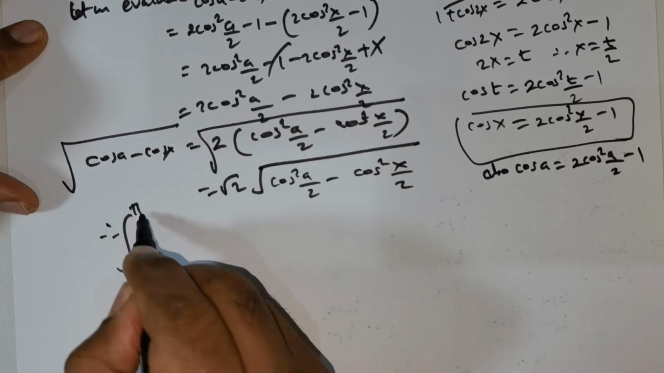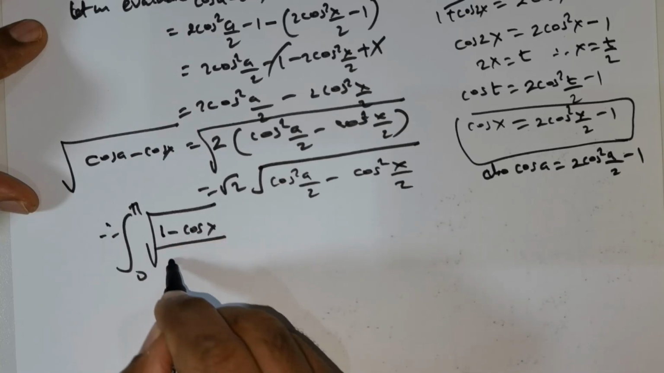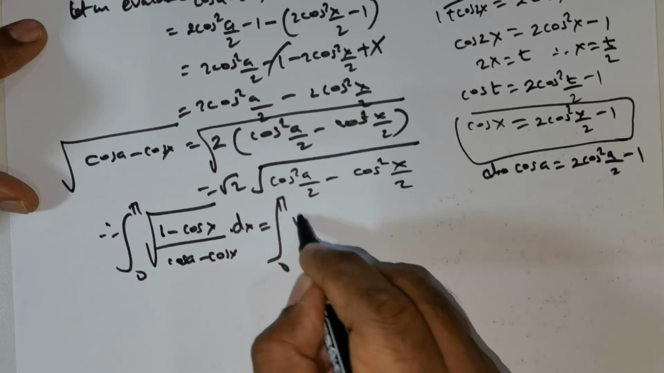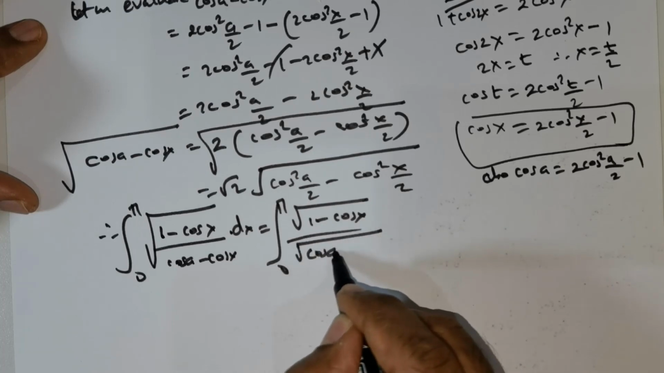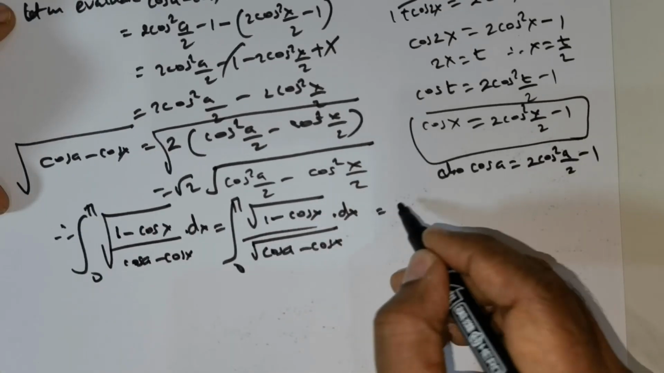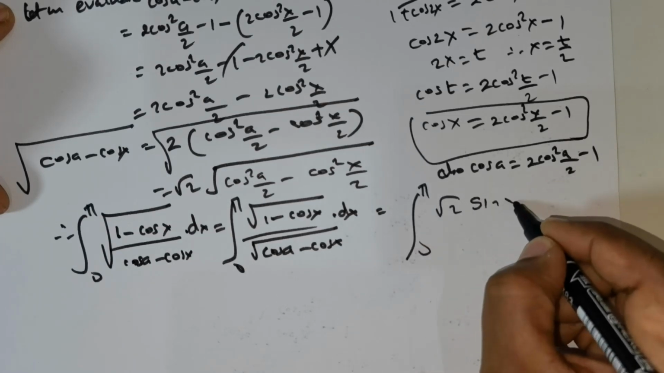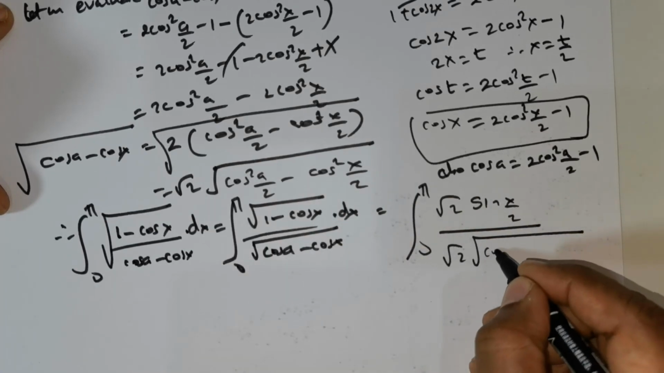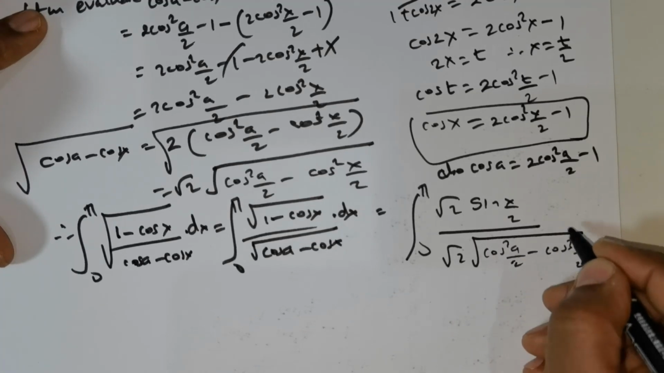So therefore, the question, the integral from 0 to pi of root of (1 - cos x) divided by (cos a - cos x) times dx, is rewritten as the integral from 0 to pi of root of (1 - cos x) divided by root of (cos a - cos x) times dx. The square root of 1 - cos x, what is that? We have already evaluated that. That is nothing but root of 2 times sine x over 2, divided by, what is this? This is nothing but root of 2 times the square root of cos squared a over 2 minus cos squared x over 2. So you got the dx there.